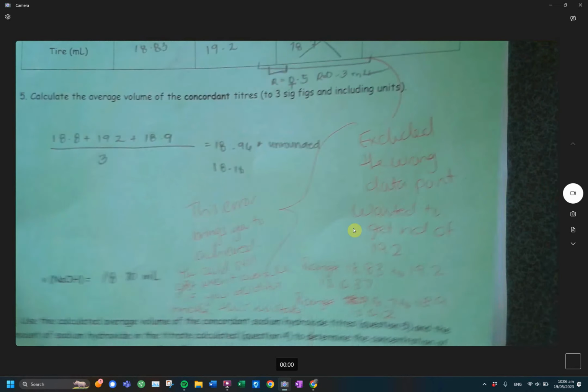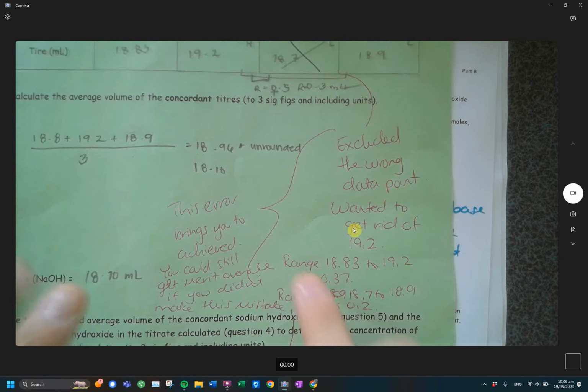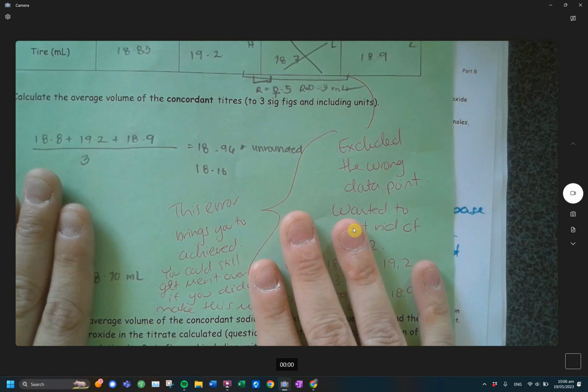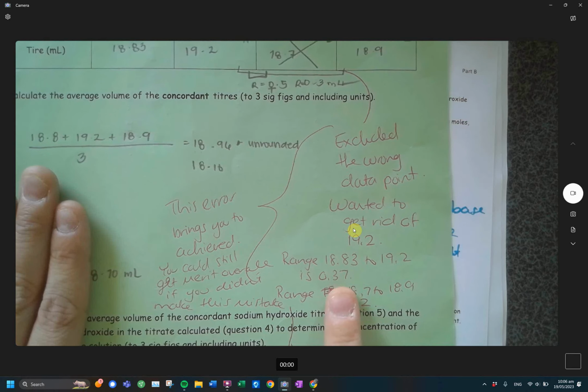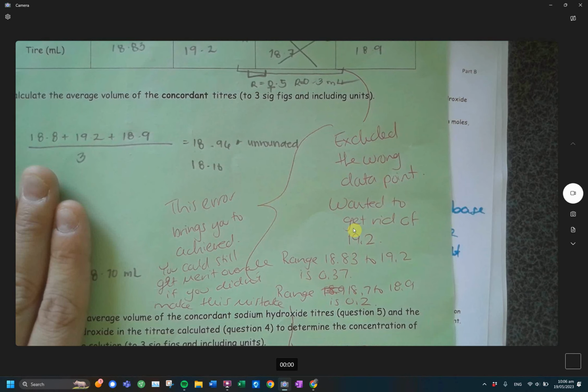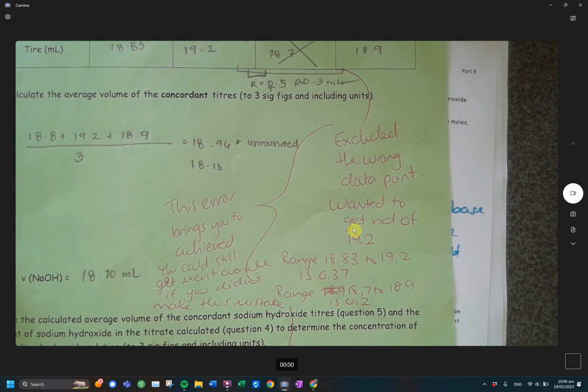And unfortunately, an error like that would bring you down to an achieved for this section. The reason why is because for the merit level answers, I need you to select a range of 0.3, and this is not within the range of 0.3. Yeah? The good news is you could still get merit overall on the assessment because you only need one of the two to be at merit to get merit overall.